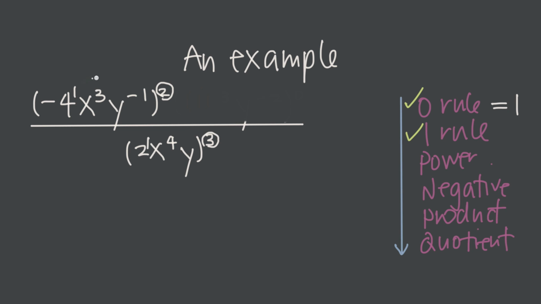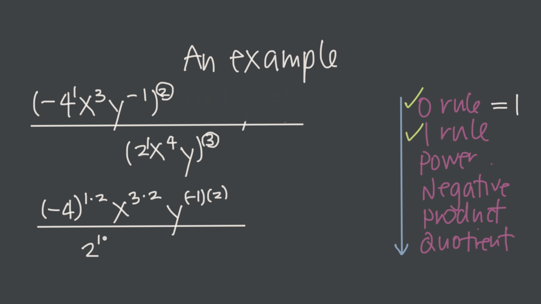So now when we apply the power rule, remember that the power rule tells us to multiply exponents, which means we want to multiply this outside exponent across all the exponents inside the parentheses. So here our negative sign is inside the parentheses, which means the negative 4 is a negative base, and that negative sign gets included. So we want to say negative 4 to the 1 times 2, multiplying those exponents, multiplied by x to the 3 times 2, multiplied by y to the negative 1 times 2. And then in the denominator, we want to say 2 to the 1 times 3 times x to the 4 times 3 times y to the 1, because again, we have an implied 1 there, times 3. So when we simplify, we get negative 4 to the 2.